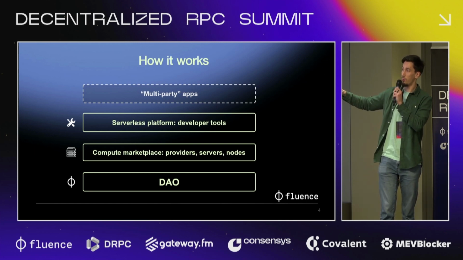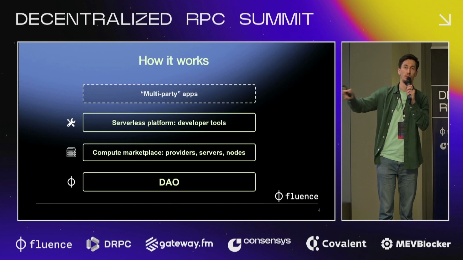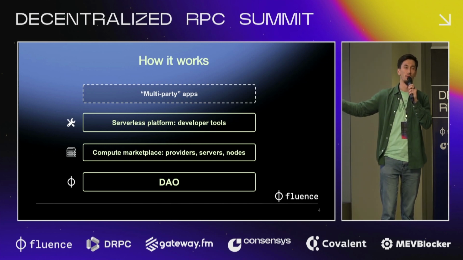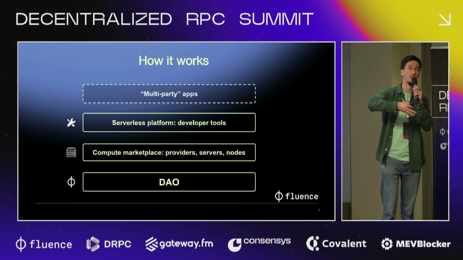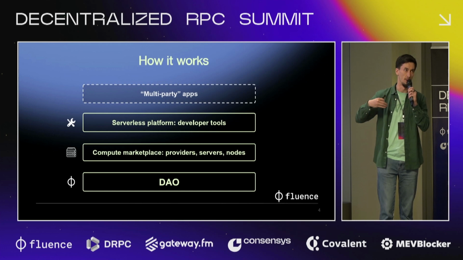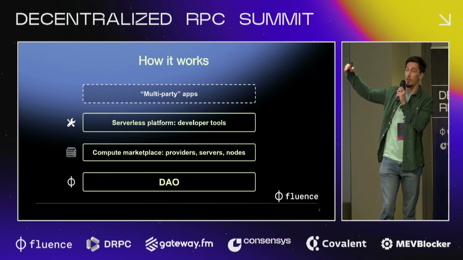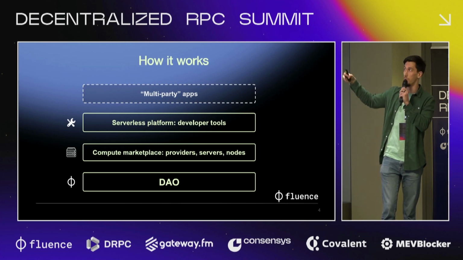So quickly, again: Fluence is a decentralized network, managed by a DAO. It's built on top of a marketplace of different compute providers, so anyone who is running validator nodes or a storage provider, like Filecoin, people from the ecosystem, can join as compute providers, run servers, and be capacity providers for the network. And on top of it, there is a developer tool set that makes it easy for developers to use.